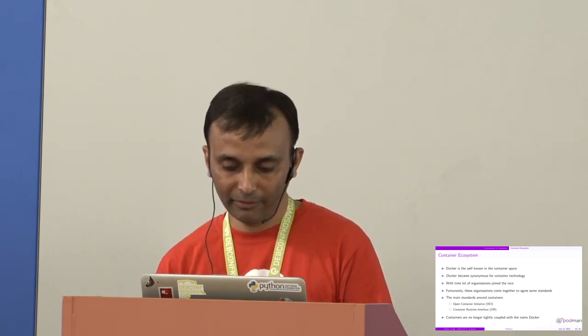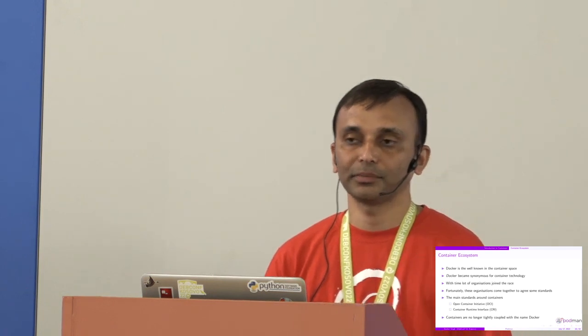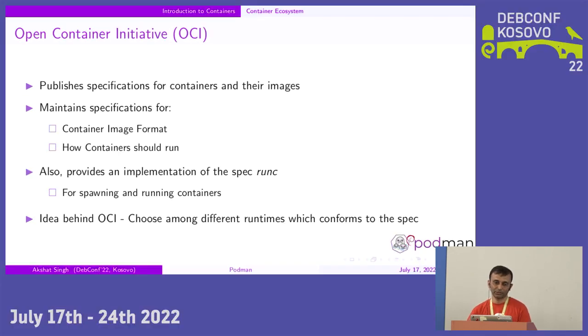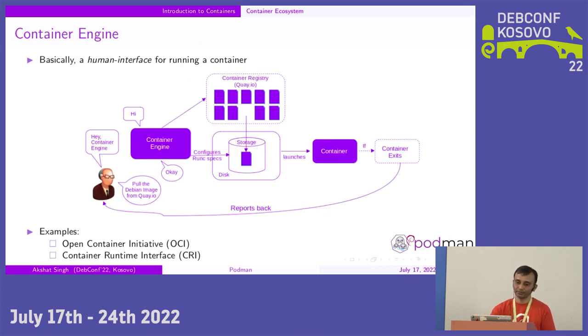Over time, many companies came together and built some standards. Those standards maintain a specification for how a container should run, how it should be managed, and what a container image should be. This is called the Open Container Initiative, and the idea behind it is that we should have one specification and multiple implementations of it, so that we are not tied to one particular idea, with someone centrally taking the decisions and giving the specification that we have to follow.